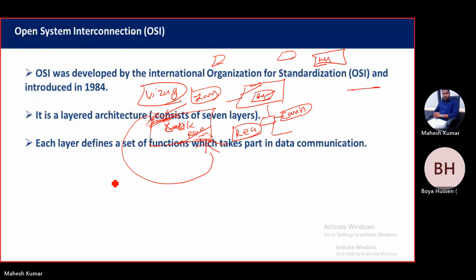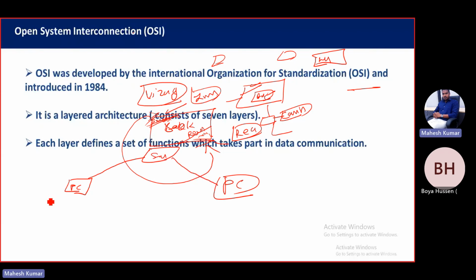At the same time, one PC is connected here and one PC is connected here. Both are in the same organization, both connected under the switch. This PC's IP address is 10.0.0.1. This PC's IP address is 10.0.0.2. Yesterday we heard about the MAC address, the NIC card. Let's suppose the MAC address of this PC is A.